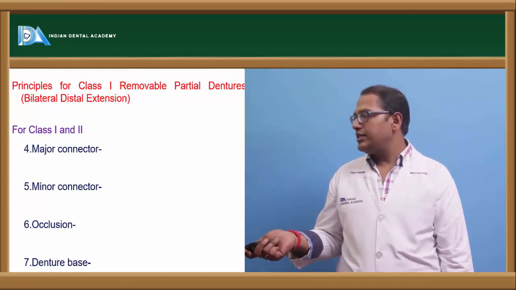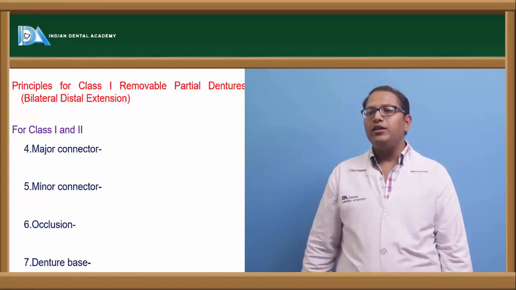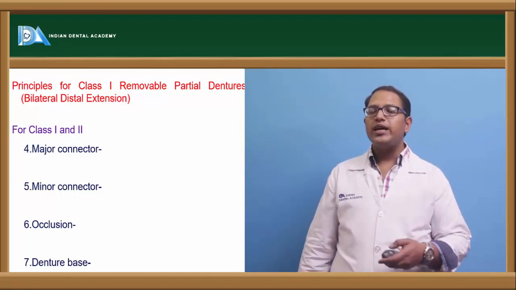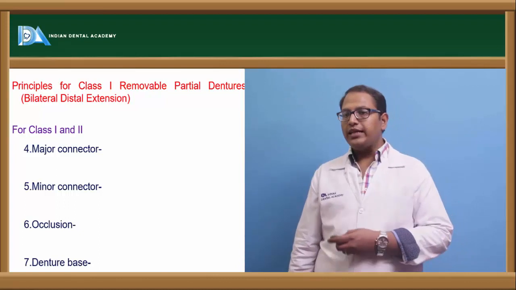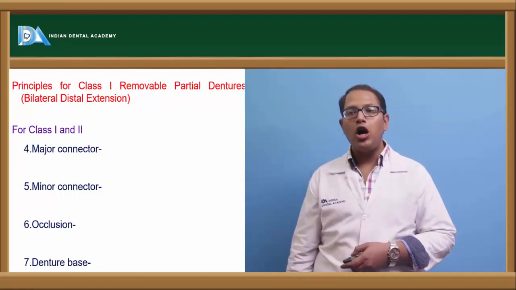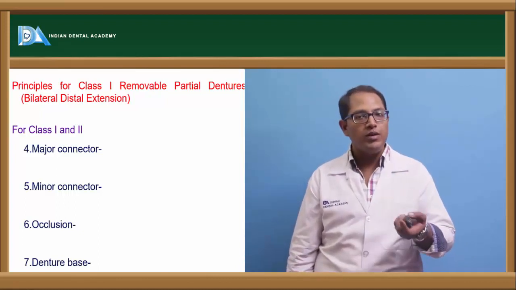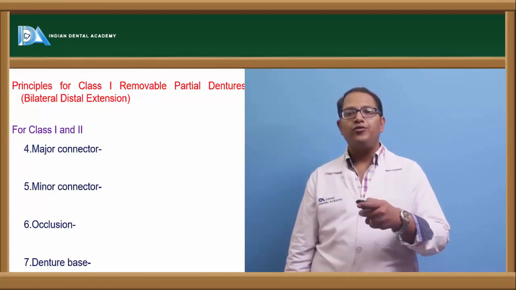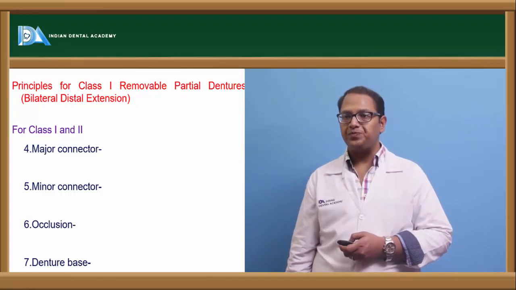Now coming to the denture base, how should it be? A denture base should have broad coverage for equal stress distribution. That is, the borders should not interfere with the functional movements of the tissue. Selective pressure technique is indicated for edentulous spaces.